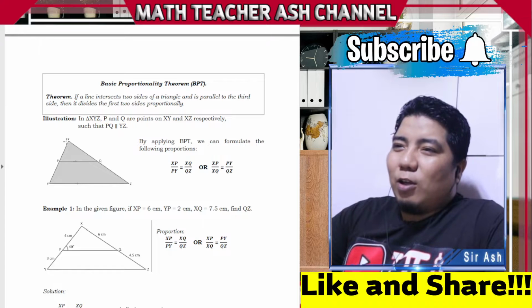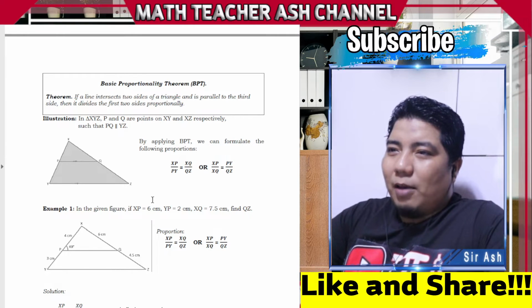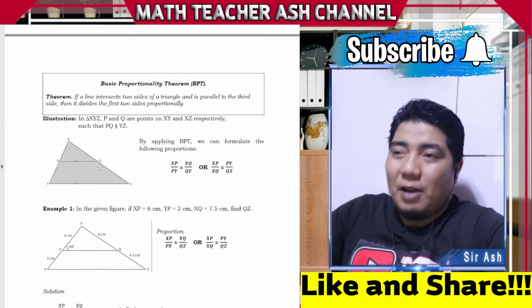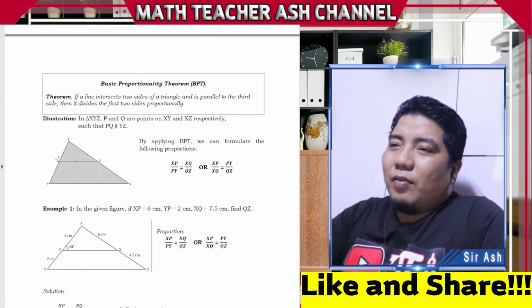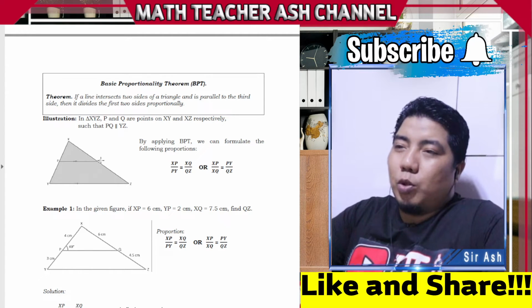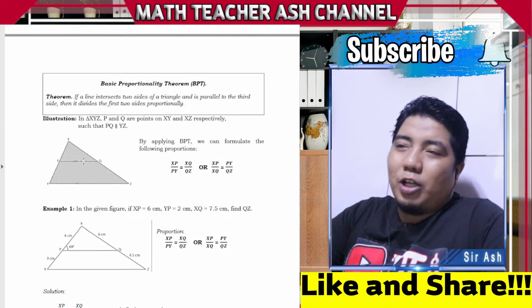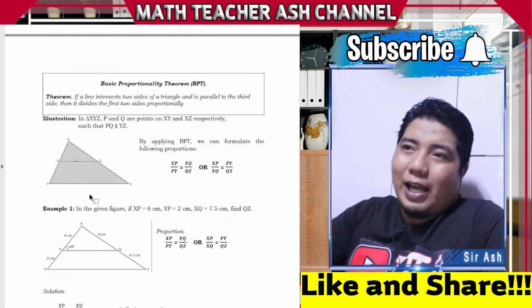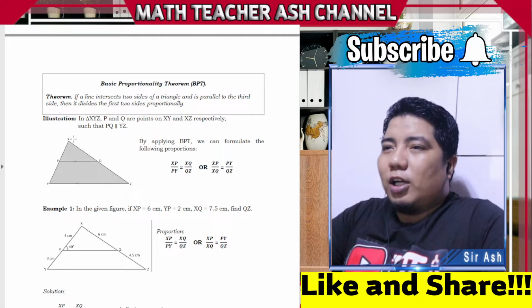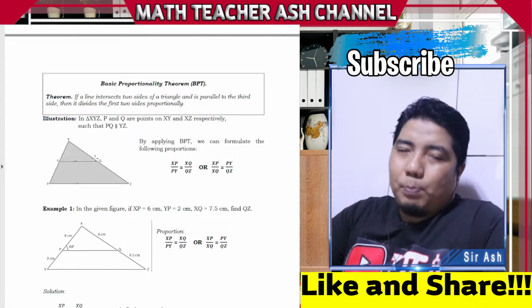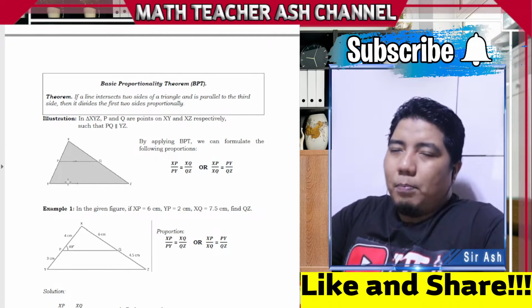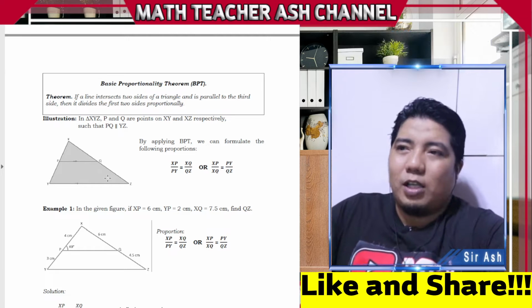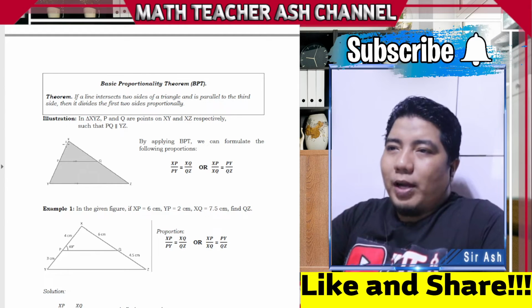So, if we have this figure, we have this big triangle, okay? Big triangle, that is XYZ. And then we have points P and Q. When you connect them and it turned out that this is parallel to the third side, now we can say that the smaller triangle XPQ is proportional to the bigger triangle XYZ. Okay, so when we pair that one, we could pair the side.